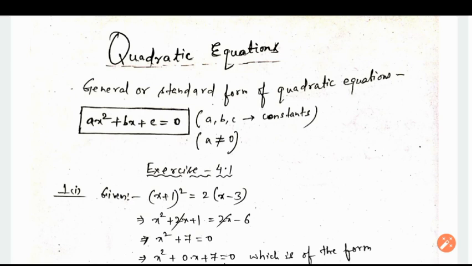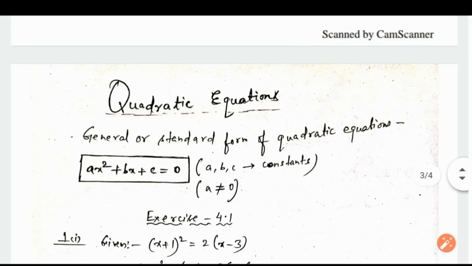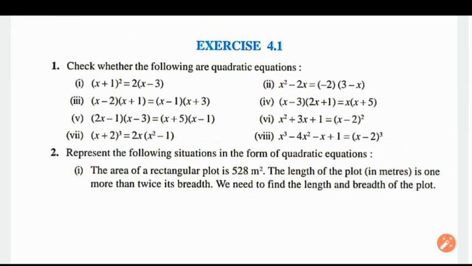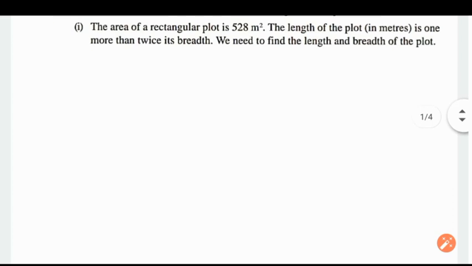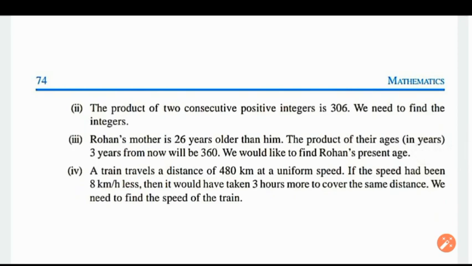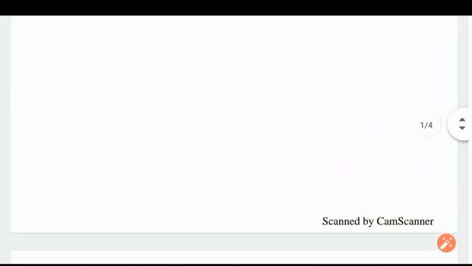Let me show you the exercise first, then we are going to solve it. Here on your screen, this is exercise 4.1 of NCERT maths. How many questions are there in this exercise? We have 2 questions. In question number 1 we have 8 subparts, and in question number 2 we have subparts 1 to 4. So let's solve the questions.